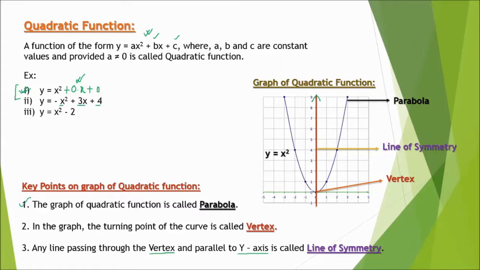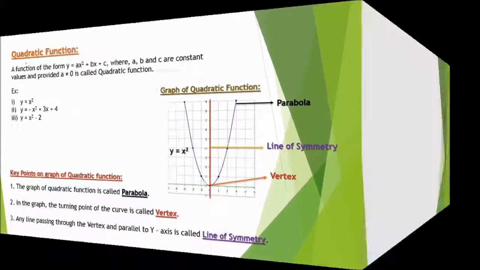If we draw the graph of a quadratic function, the curve we obtain is called a parabola, and there is a turning point which is called the vertex, and the line of symmetry passes through the vertex and is parallel to the y-axis. Only these things you have to understand, and you have to remember the definition of a quadratic function. It can be asked in the examination. So let's move to another slide.